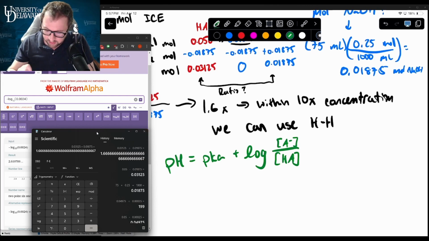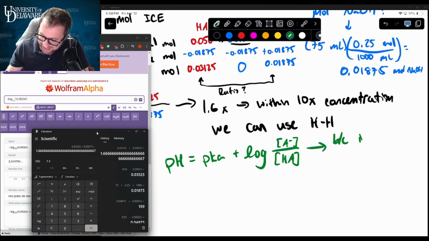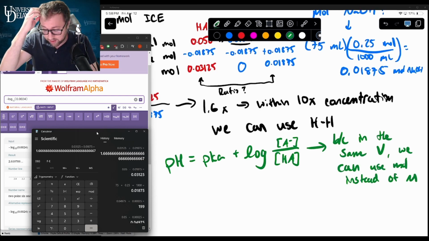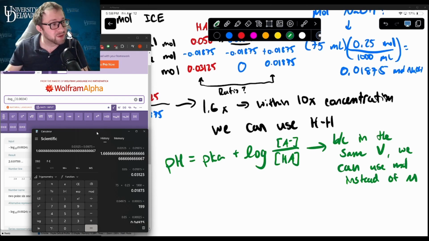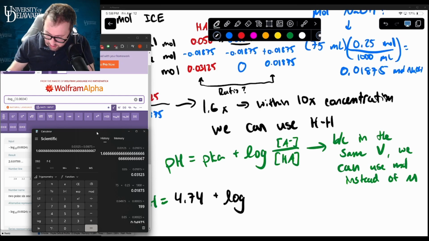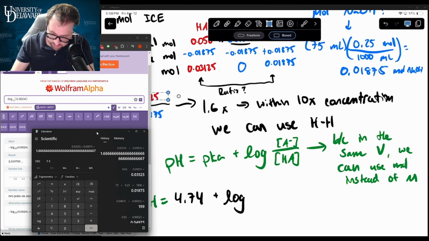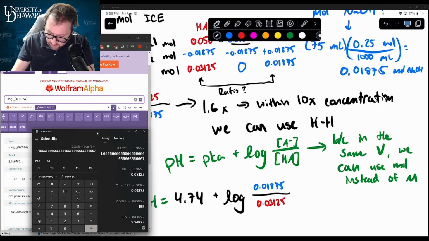All right, so that's our Henderson-Hasselbalch equation. And if we remember from Henderson-Hasselbalch, because these are in the same volume, we can use moles instead of molarity, because we could divide the top and bottom by the shared volume. This is another reason we sometimes forget to include volume later in other steps. Here volume doesn't matter because volume cancels. So pH is equal to our pKa, which was 4.74, plus the log. Our HA goes on the bottom. These are both in moles.